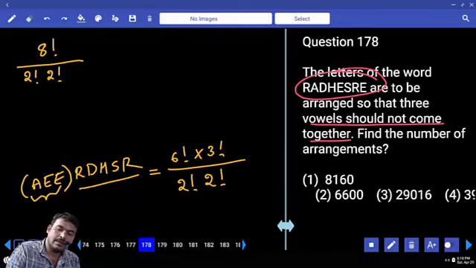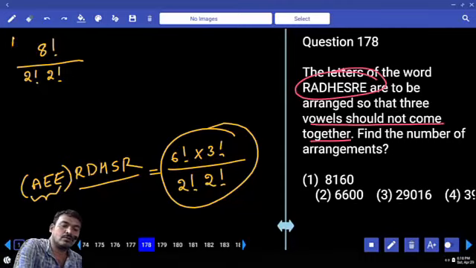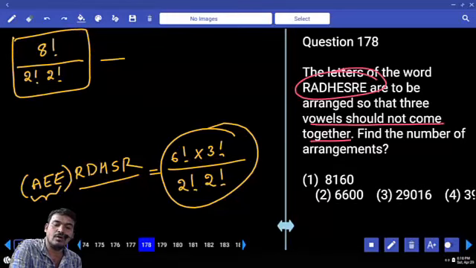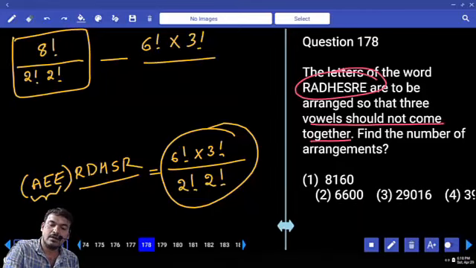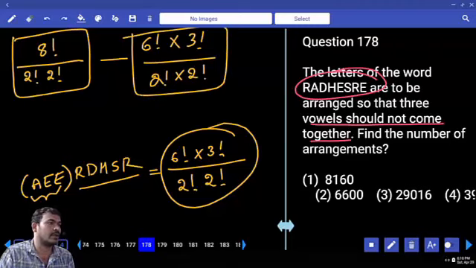Okay. And are the vowels come together or not come together? Vowels are come together, but which one do we require? Vowels are not come together. Then total ways minus vowels come together. 6 factorial into 3 factorial by 2 factorial into 2 factorial. These two are subtracted, we get which one? Vowels are never come together.